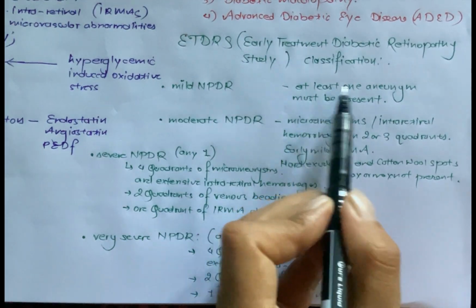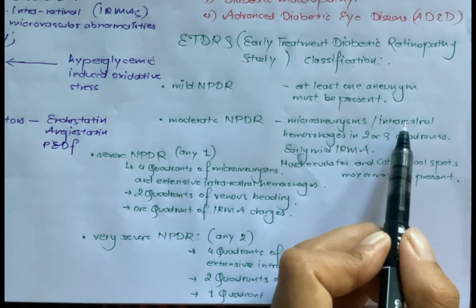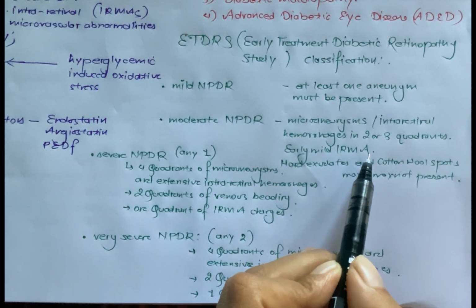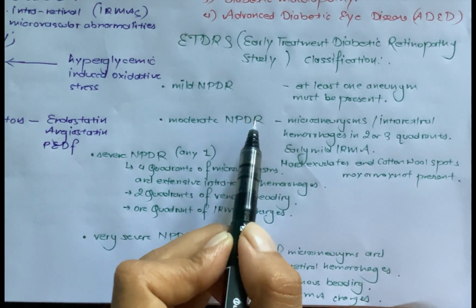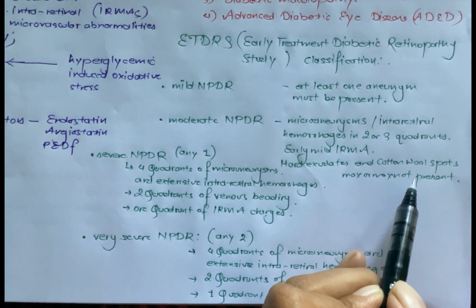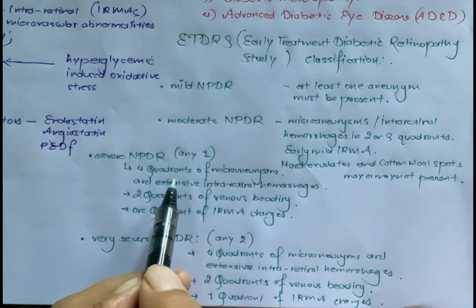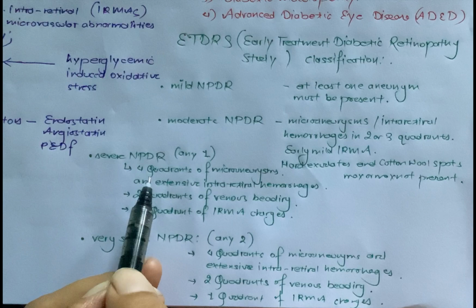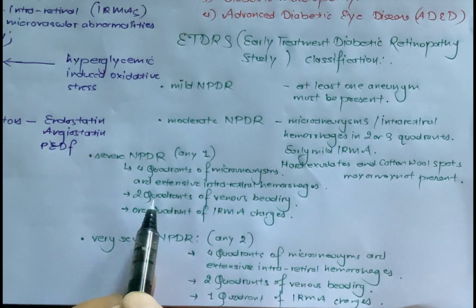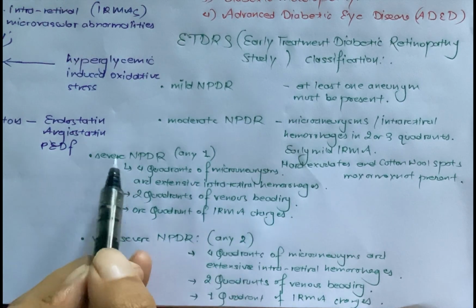And if there is at least one microaneurysm, then it falls under mild NPDR. And if microaneurysms and intraretinal hemorrhages are present in 2 or 3 quadrants and there is early mild IRMA, then it falls under moderate NPDR. And to be under moderate NPDR, hard exudates and cotton wool spots may or may not be present. And now talking about severe NPDR, if any one of the following is present, then it falls under severe NPDR. That is, if 4 quadrants of microaneurysms and extensive intraretinal hemorrhages are present, 2 quadrants of venous beading, and 1 quadrant of IRMA changes is present, then it falls under severe NPDR.